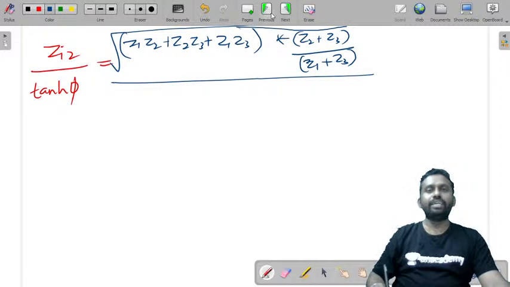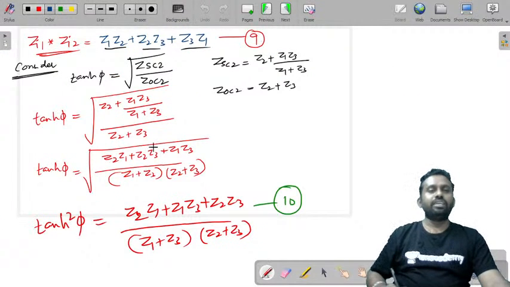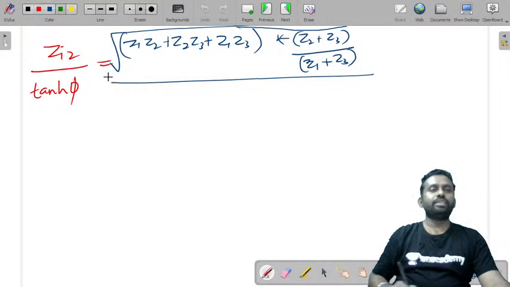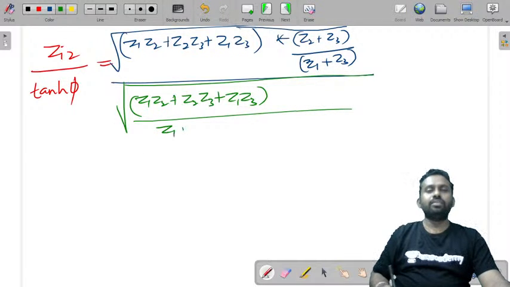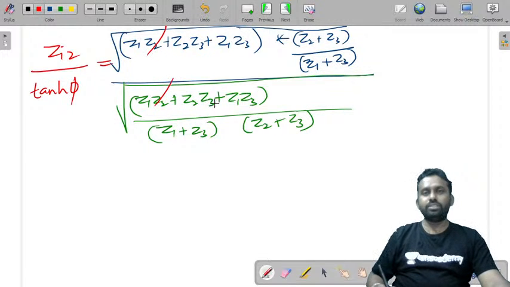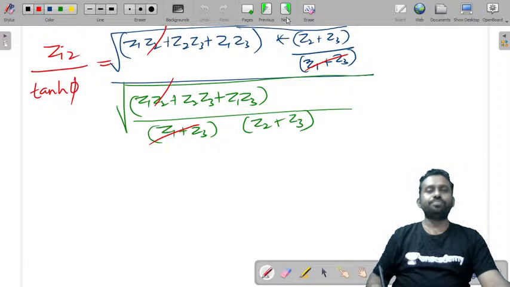What is the value of tanh phi? Look at tanh phi. Yeah, this is tanh phi: under root of z1 z2 plus z2 z3 plus z3 z1 by z1 plus z3 plus z2 plus z3. Now you can see this, you can cancel these two terms, and also you can cancel these two terms. Yes, you can cancel z1 plus z3 also. So what do you get?